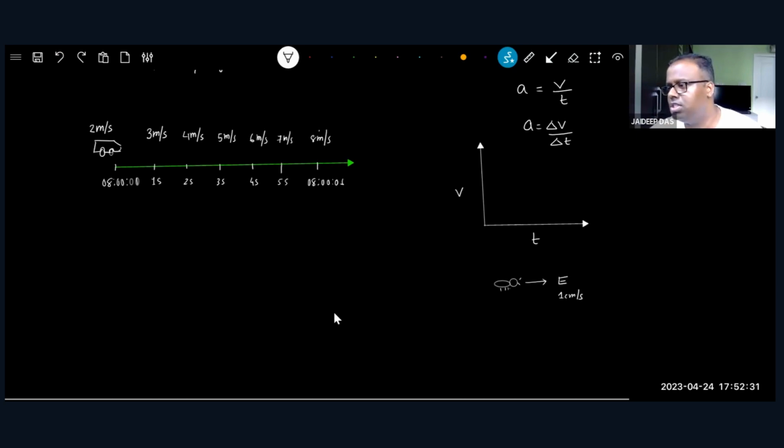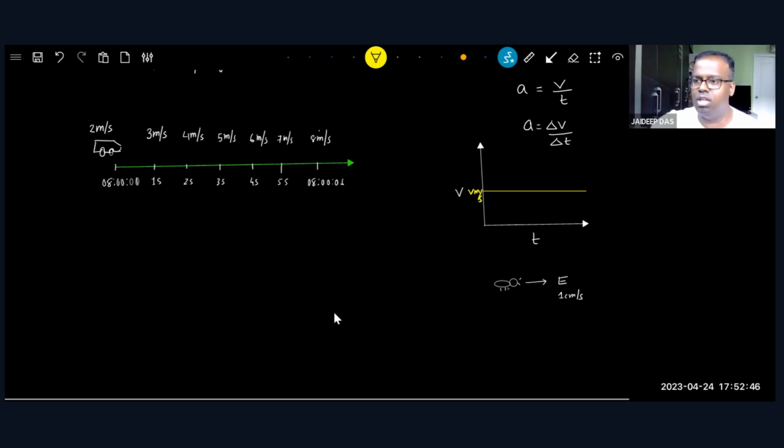What is the velocity of this ant? 1 meter per second. So how should that graph look like? The graph will look like this. Say whatever the velocity was, say v meters per second. So throughout the time, the velocity is this.